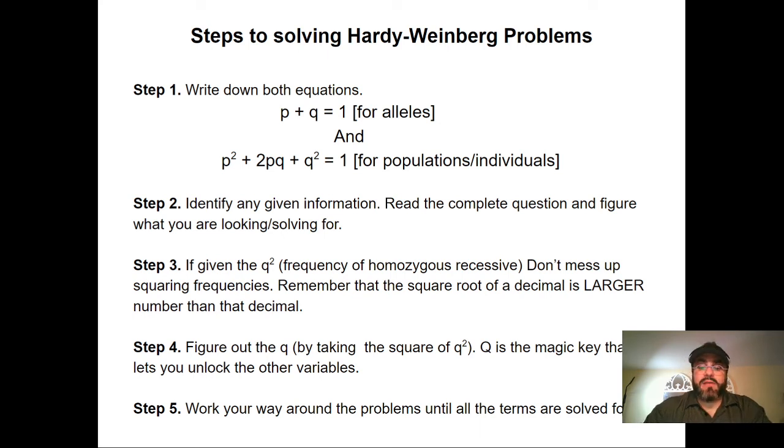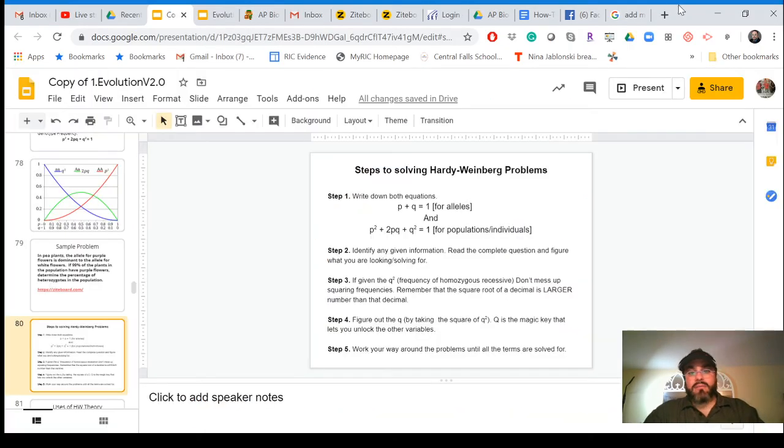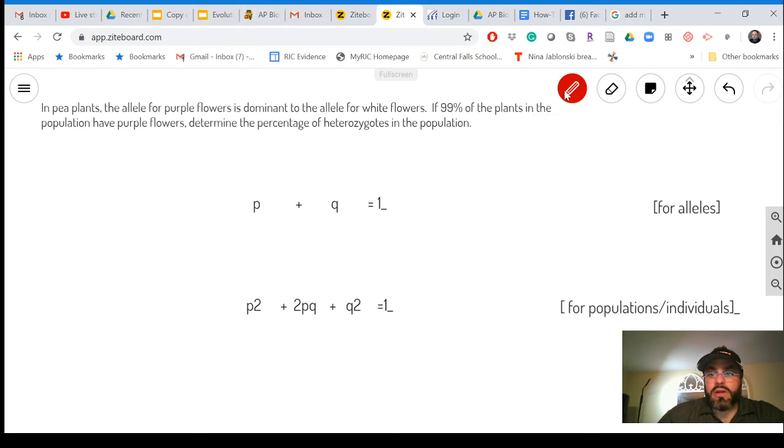Finally, step number 5, work your way around it. So that's exactly what we're going to do now. And I'm going to use a whiteboard here to go over it. What I did is I wrote the equation here, as I told you, the problem up here. As I told you before, we're going to look at each of those steps that I mentioned. Step number 1 is to write the equations.